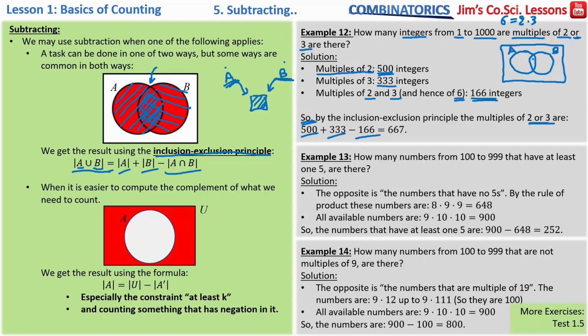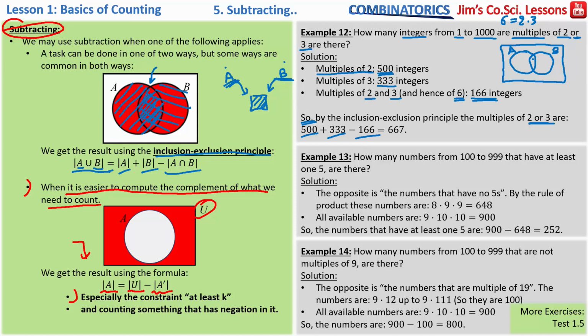Another powerful idea for enumeration comes from set theory again. When it is easier to compute the complement of what we need to count, then we may use subtraction. We use this theorem from set theory again, that the cardinality of a set equals the cardinality of the global set, the universal set, minus the cardinality of its complement. We will see exactly what this means with our two examples.